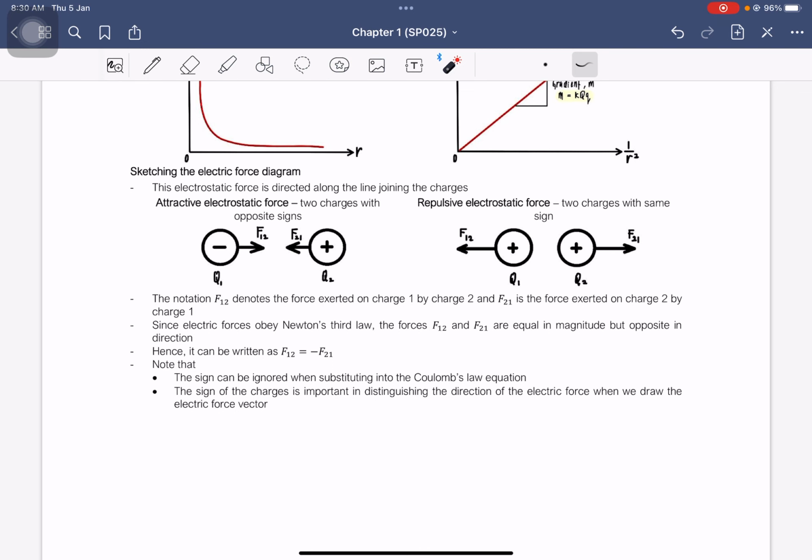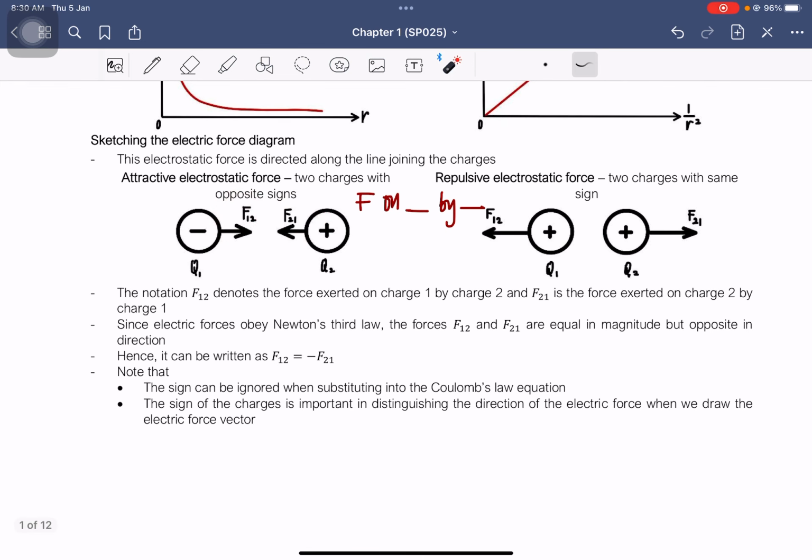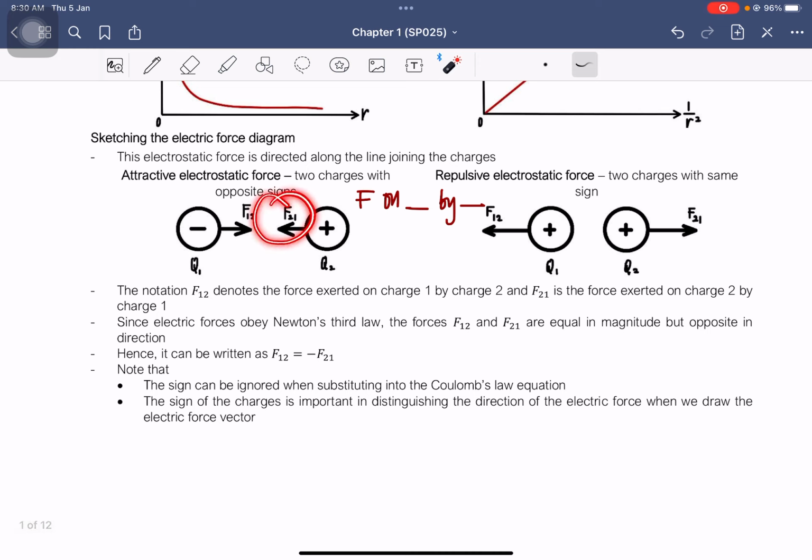Okay, and the notation you are going to use is force on, by. So the notation F12 denotes the force exerted on charge 1 by charge 2. For F21, it is the force exerted on charge 2 by charge 1. So that is the notation that you will be using. Some reference books would write it as force by, on. This is not wrong, it is acceptable, but we are trying to standardize it at matriculation level. So we will be using this one here.